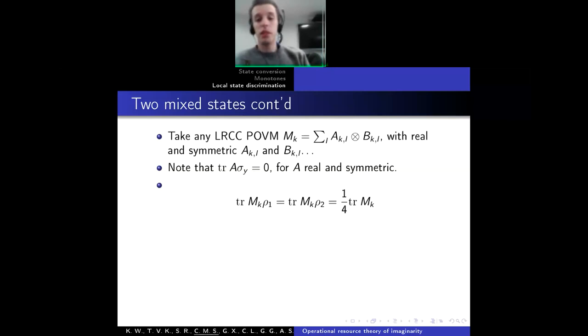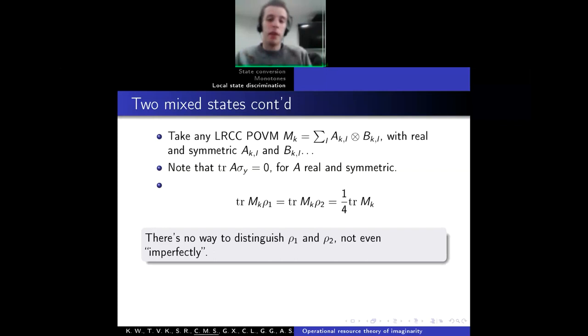So in other words, these two states, when I apply these POVM elements, always give the same probability. So really, there's nothing that allows me to discriminate between the two. I cannot distinguish them, not even imperfectly. Maybe one has more probability than the other? No, they have exactly the same probability, so I'm not able to discriminate at all between the two. So I just need to guess what's going on.